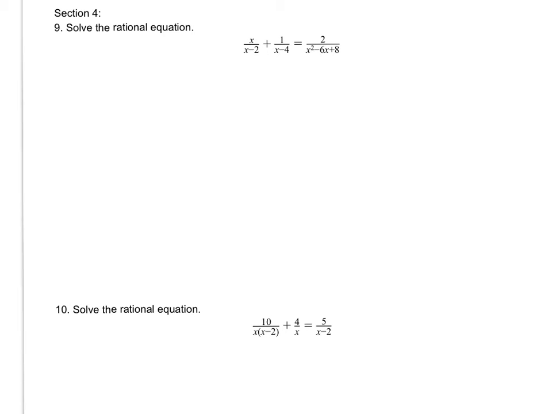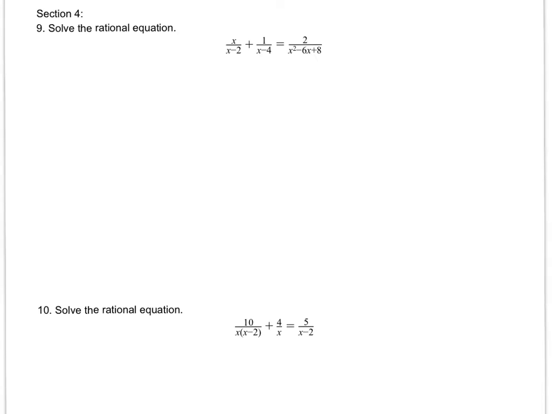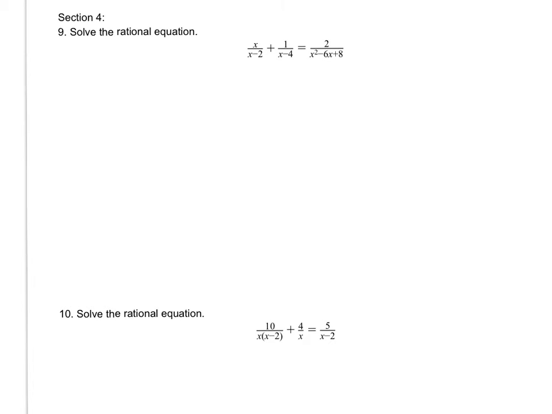Alright, for problem 9, we're going to solve the rational equation. The first thing I noticed is that I don't have an LCD, so I need to figure that out. And I can see right here that I'm going to need to factor, so I'm going to do that first. I'm going to write that over here: x squared minus 6x plus 8.